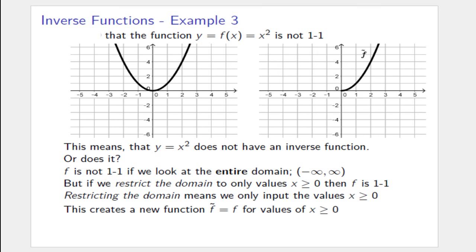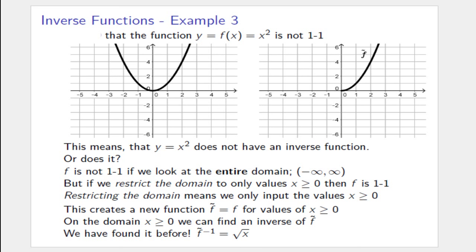This creates a new function, we'll call it f tilde, that equals f for values of x bigger than or equal to 0. The only difference between the two functions is what we're using for inputs, what our domain is. The domain of f tilde is everything from 0 to infinity, while the domain of our original function was all real numbers. So on this domain, where x is bigger than or equal to 0, f tilde is one-to-one, so we can find an inverse of it.